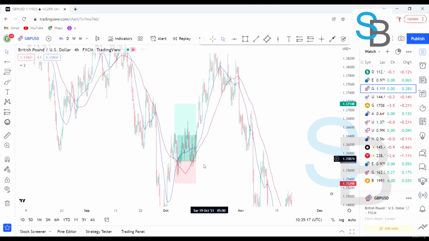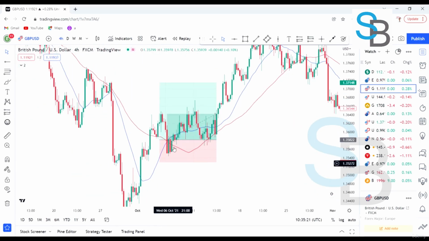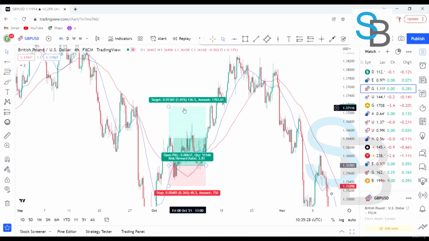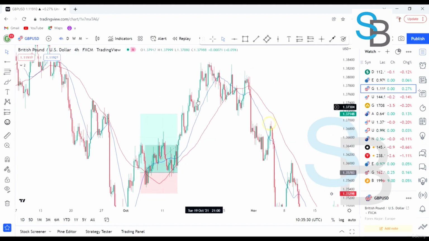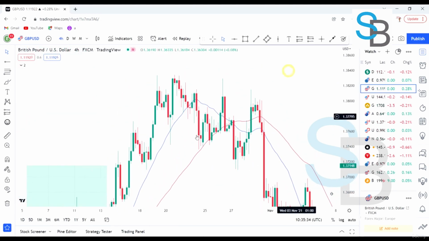As you can see here, the market actually bought and gave us this profit. So this could be a strategy that you would want to follow. There are many traders trading like this.